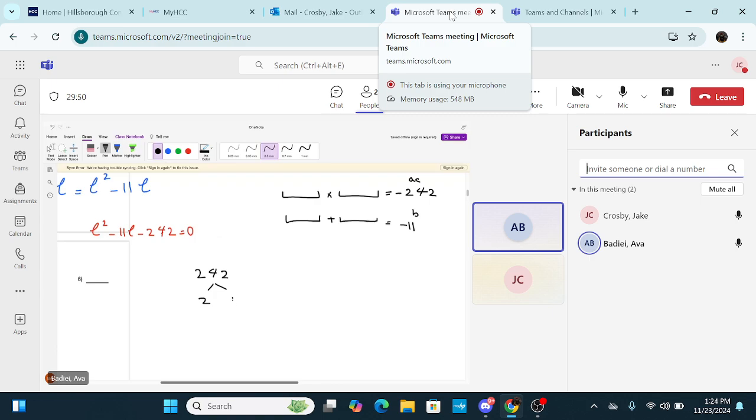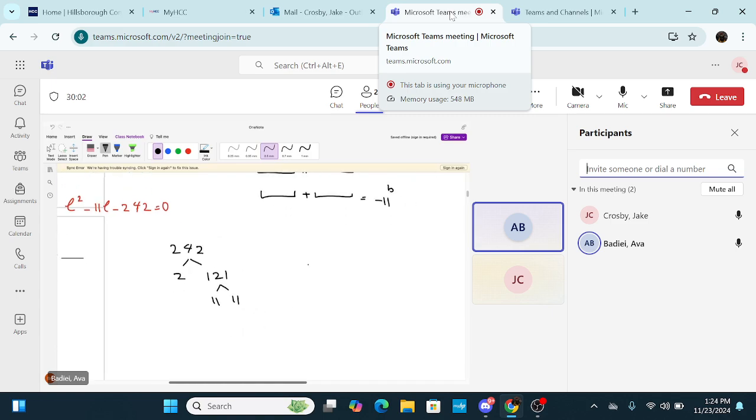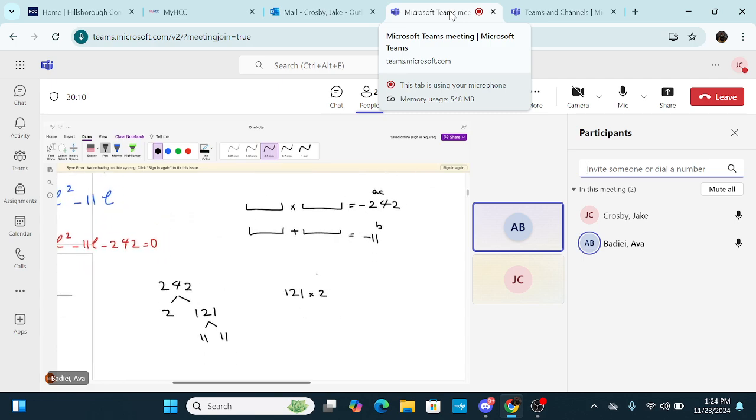So this is going to be 2, 121. Interesting. 121 is 11 times 11. So for 242, I can write it as 121 times 2. If you want this to be negative, one of them is supposed to be negative, one positive. Doesn't matter. Negative 1 times 121, or the other way around. When you try to add them, it's going to be too big. No way it's going to give us negative 11.